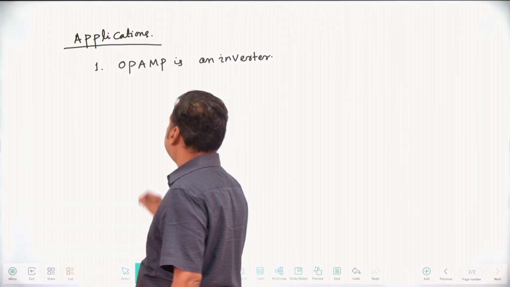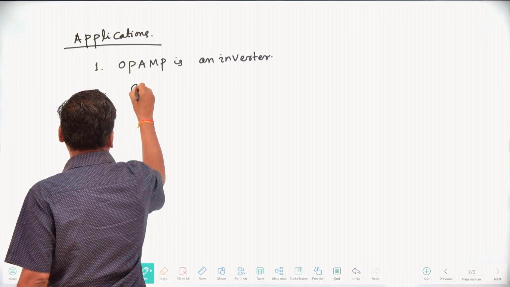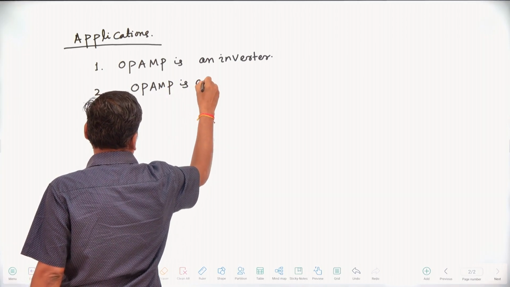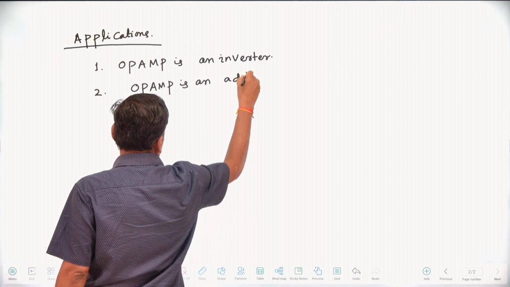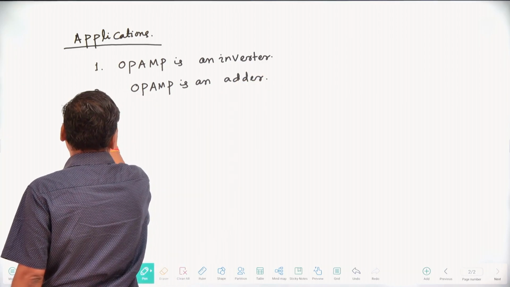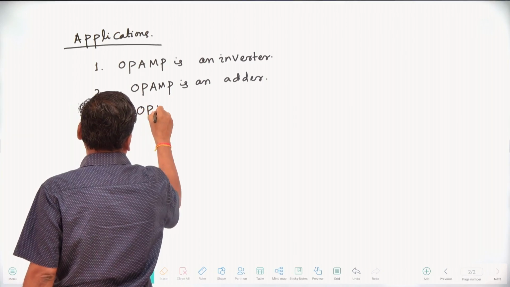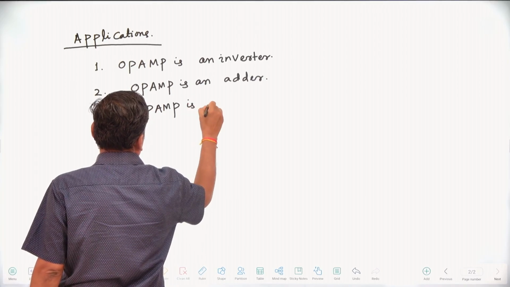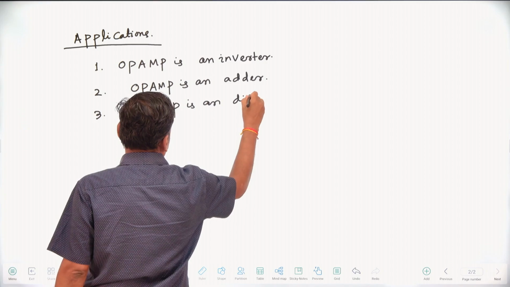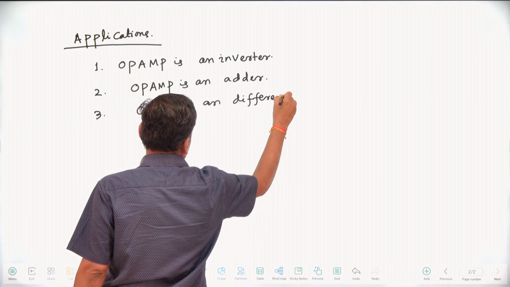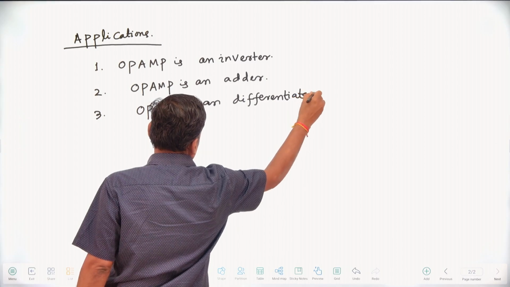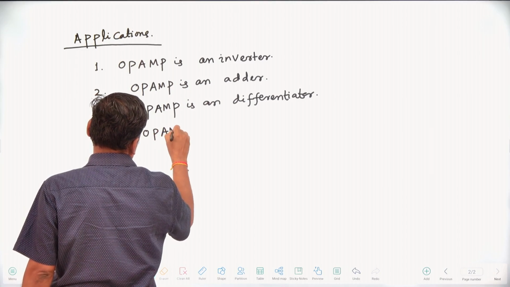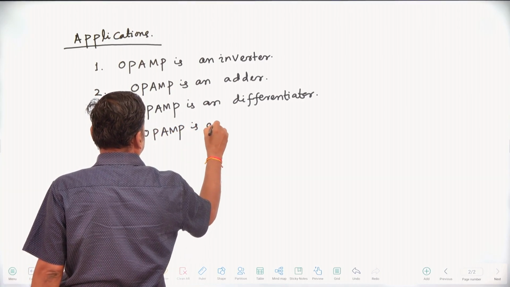op-amp as an adder, and another application is op-amp as a differentiator. Number 4, op-amp as an integrator.